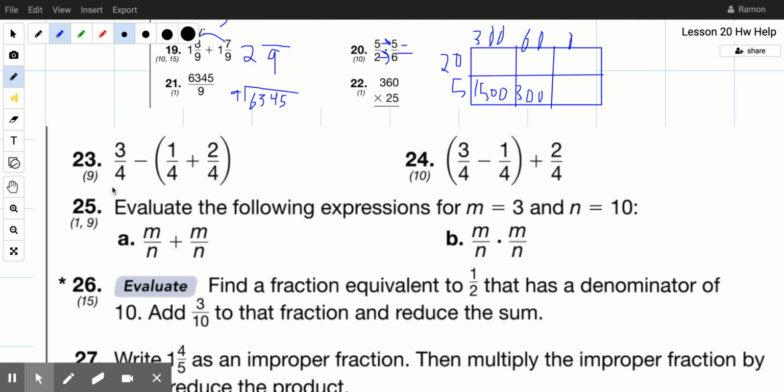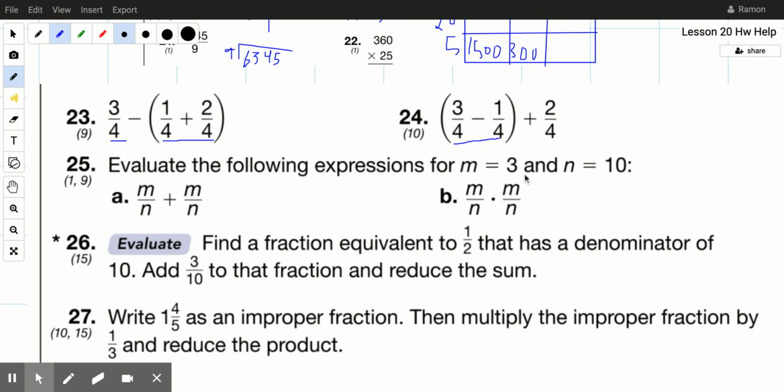It's up to you. 23, we're going to add 1/4 and 2/4 first. And then whatever the sum is, 3/4 minus 3/4. Since all the denominators are the same, you don't need to do anything different. For 24, we're going to subtract 3/4 and 1/4 first. And then you're going to add 2/4. Since we include subtraction, the associative property doesn't apply here. We'll have different answers for 23 and 24.